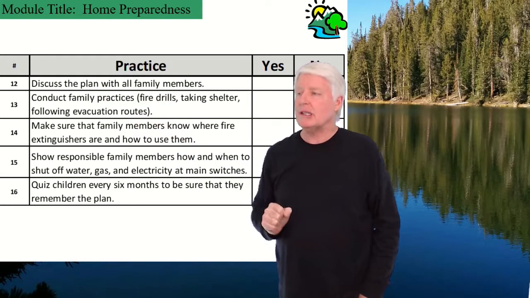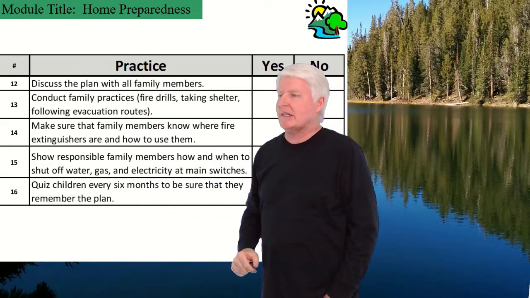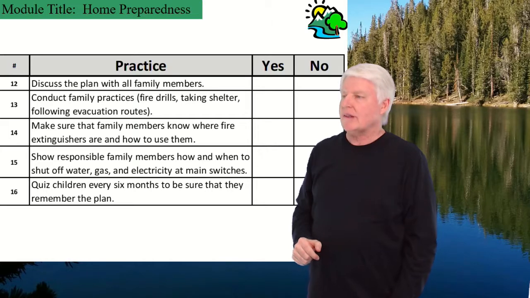Number 12, discuss the plan with all family members. Everyone needs to know about this. No one's in the dark here.